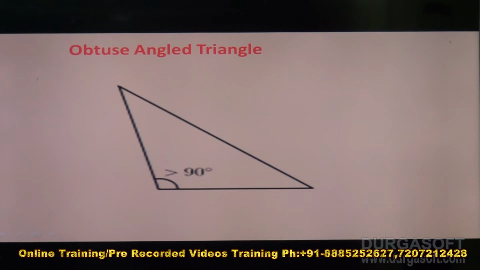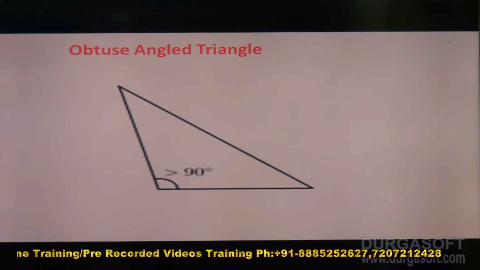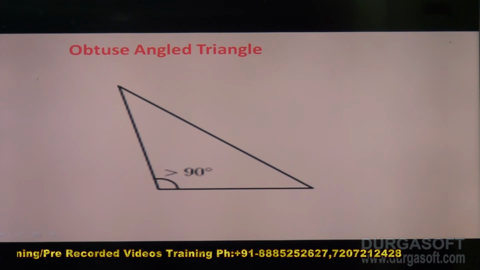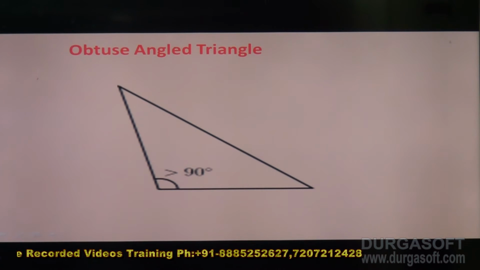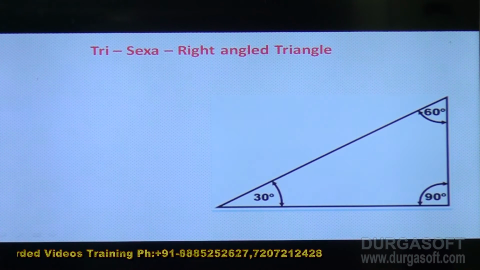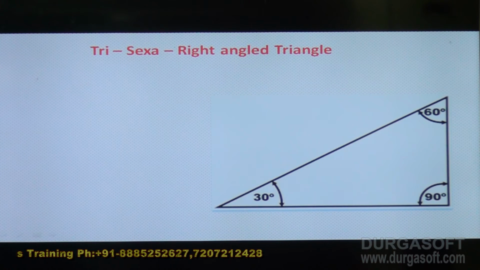Next triangle, obtuse angle triangle. If you observe in this diagram, in obtuse angle triangle, one angle is greater than 90 degrees. If you can see here in this figure, one angle is greater than 90 degrees, right? So if the angle is exactly 90 degrees, we treat it as a right angle triangle. If it is greater than 90 degrees, we treat it as obtuse angle.